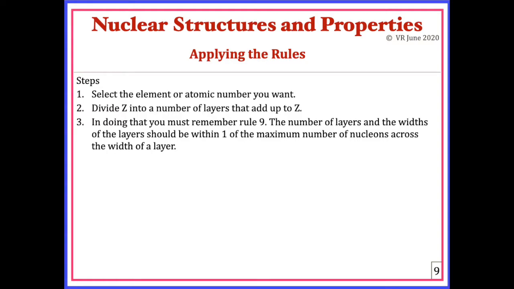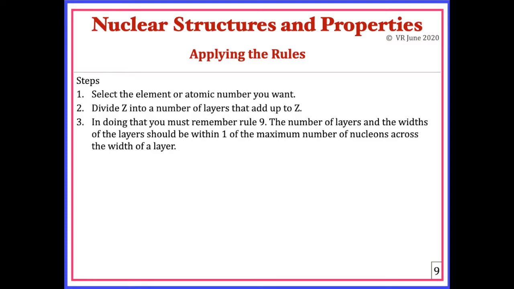The first step in making the structure of a nucleus is to select the atomic number of the nucleus, the structure of which you want to determine. Divide that atomic number into a number of layers, with a total number of protons per layer adding up to the Z of your interest. You should use the table in the previous slide as a guide. That is an important step.